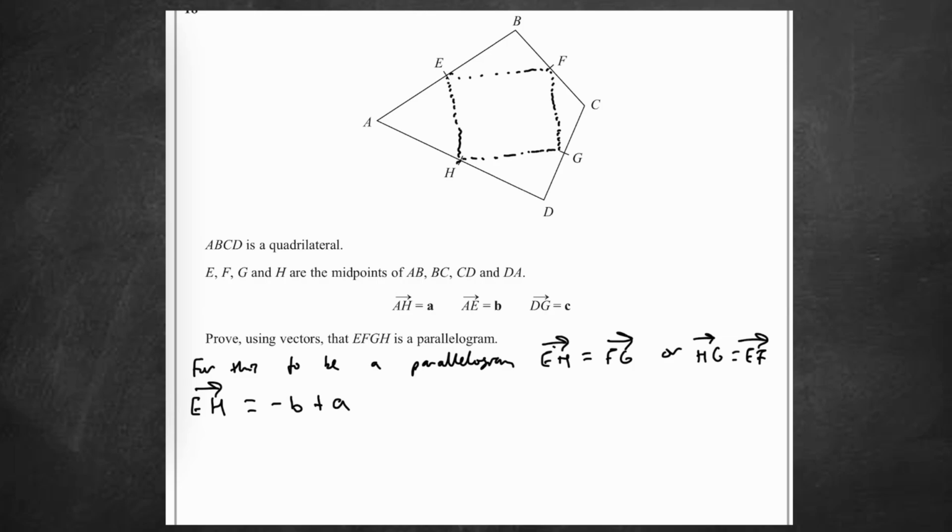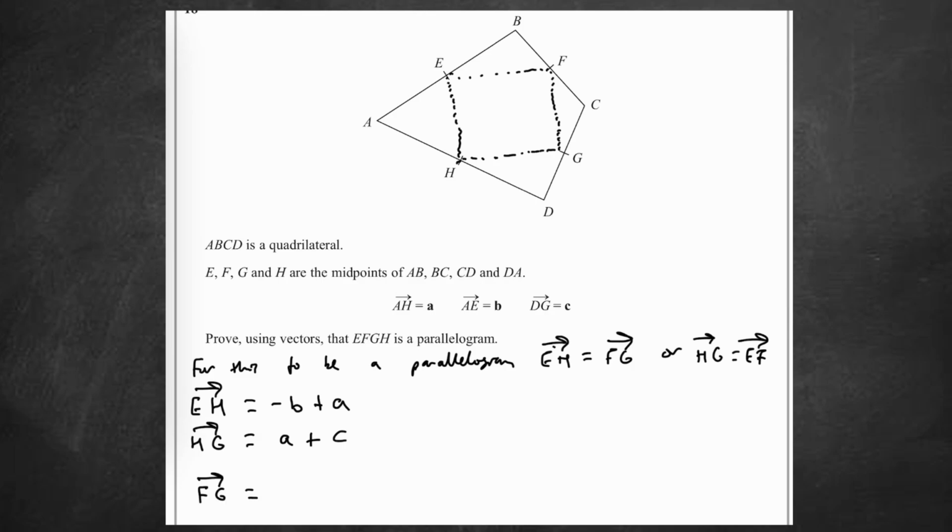We can also work out HG. So H to D, we don't have, but we know that it is the midpoint. H is the midpoint of AD. So we can say that as AH is A, HD is also A, so it's going to be A plus DG, which we have, is C. So all we need to do now is work out FG and EF. So I will start with FG.